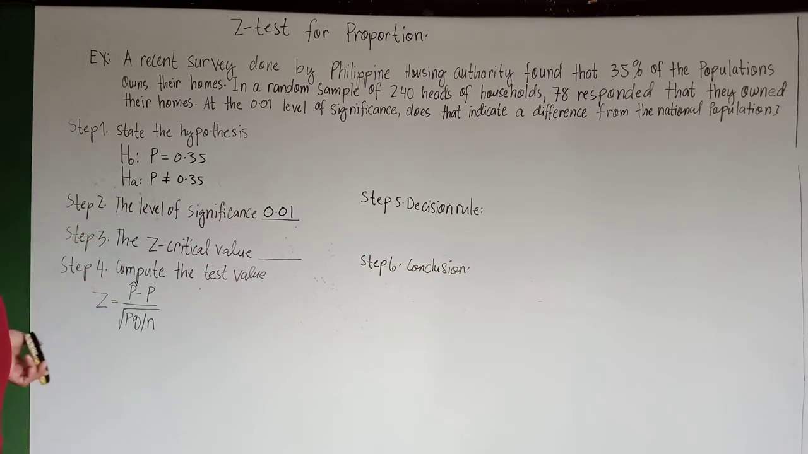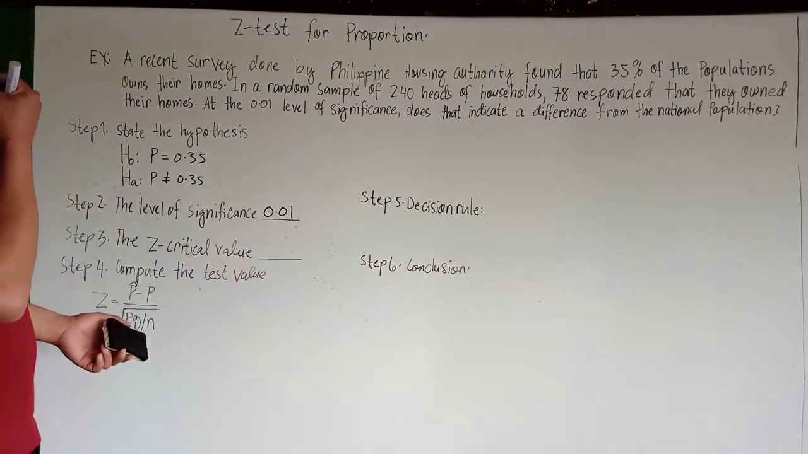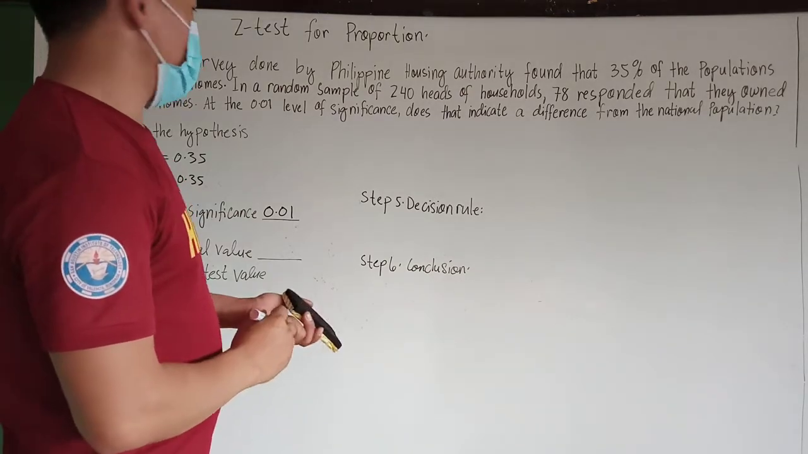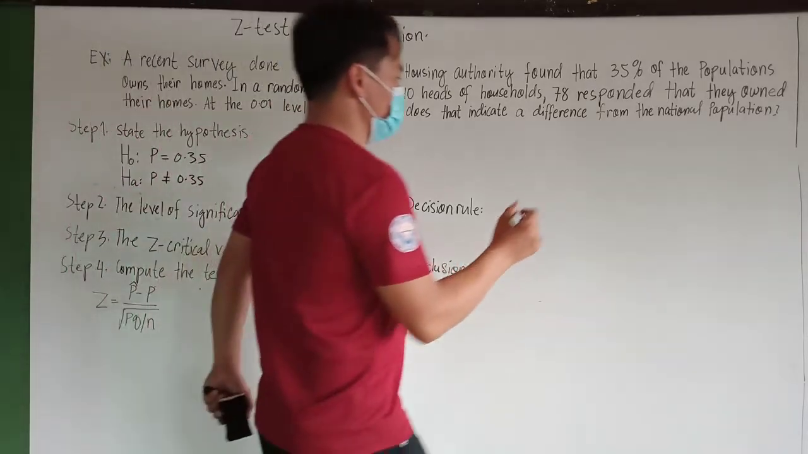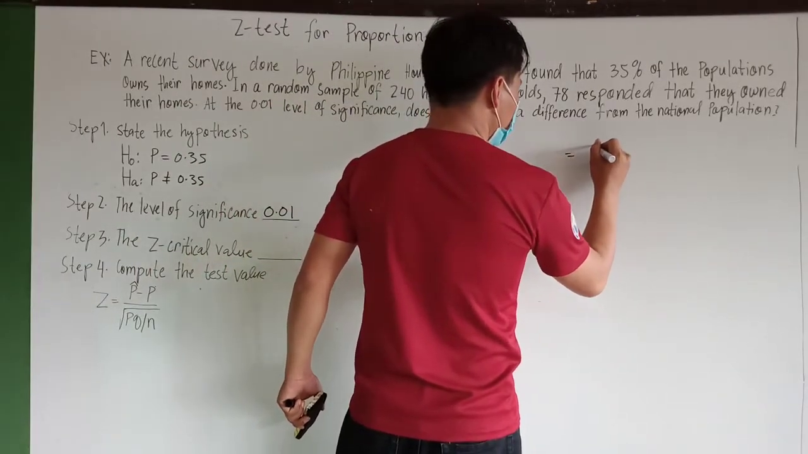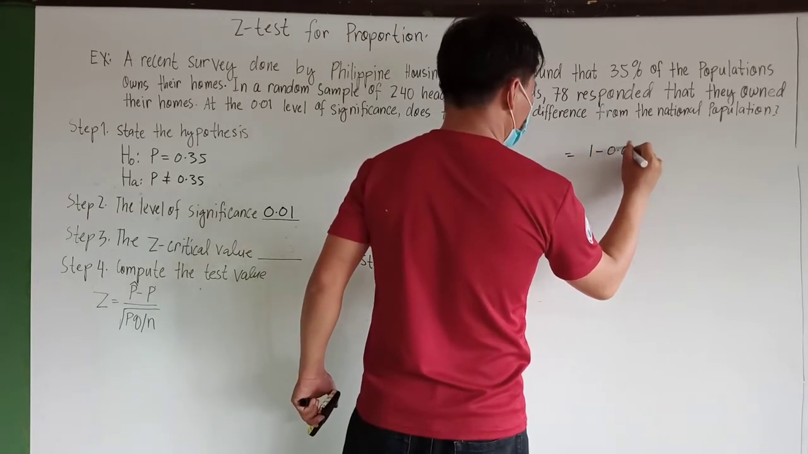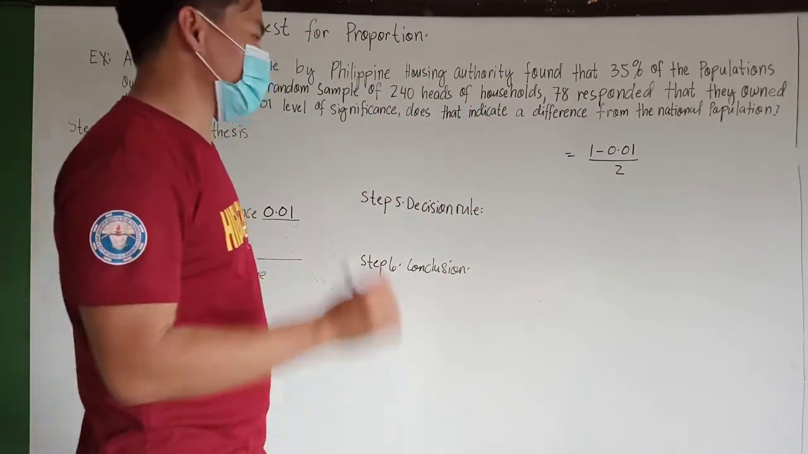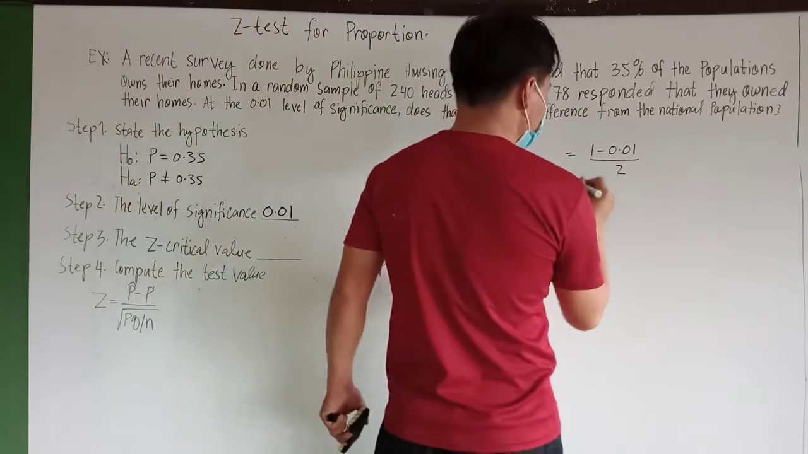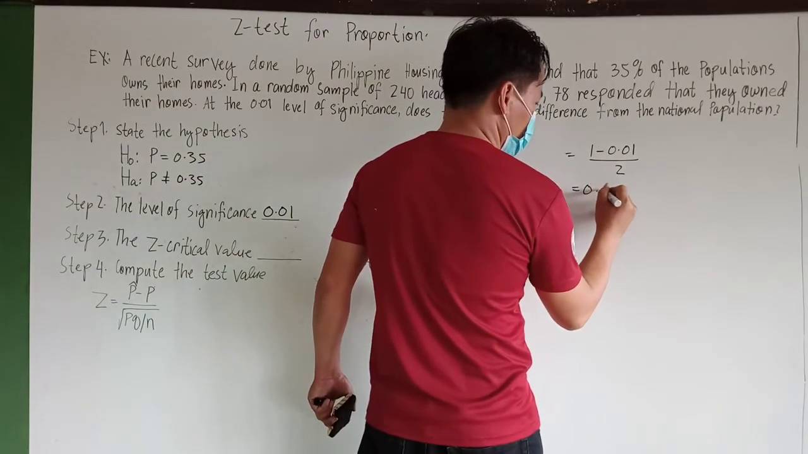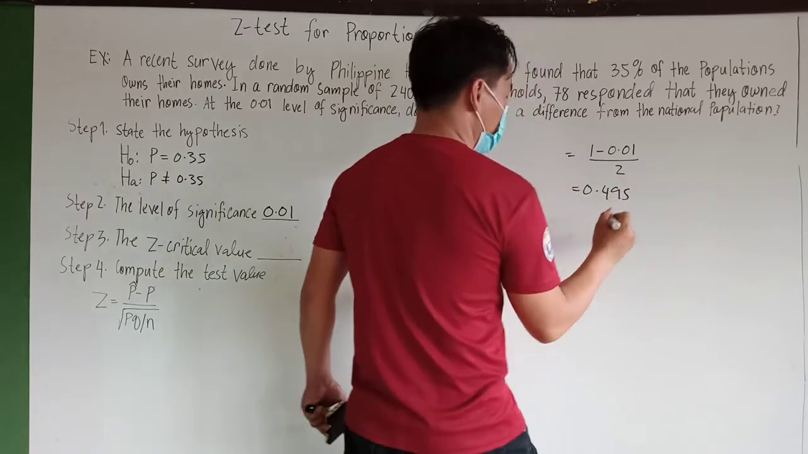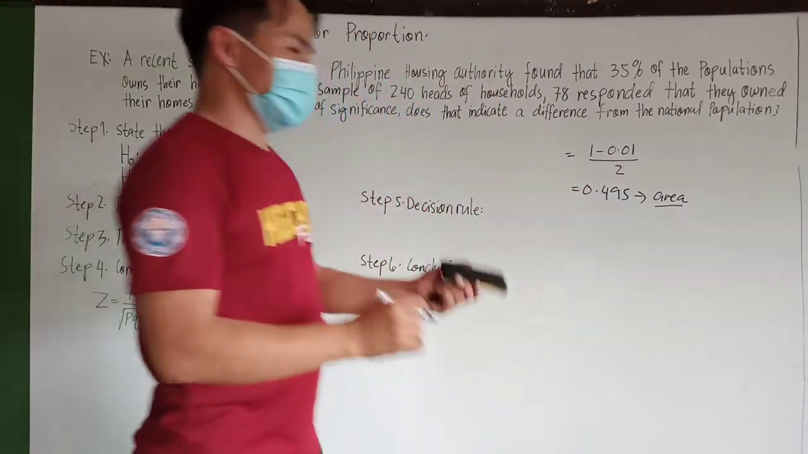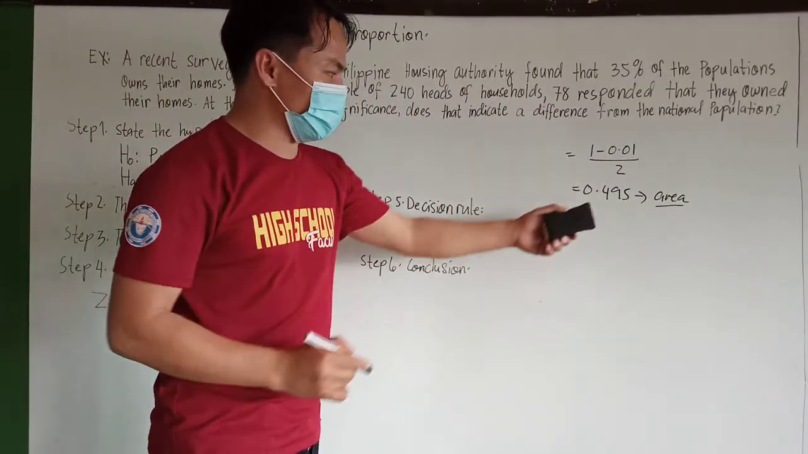Step number 3, the z-critical value. Since this one is non-directional, to find the z-critical, we have 0.01 as given, so we subtract that from 1. So we have 1 minus 0.01, over 2. This is the process of identifying the critical value. Divide this, and the answer is 0.495. This is what we call the area of the z-table. So we have here the area, 0.495.